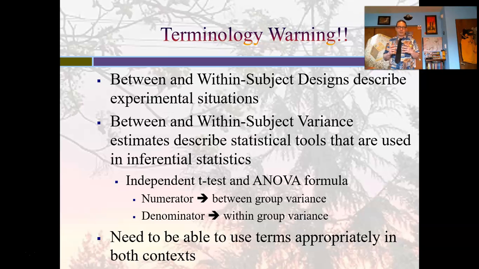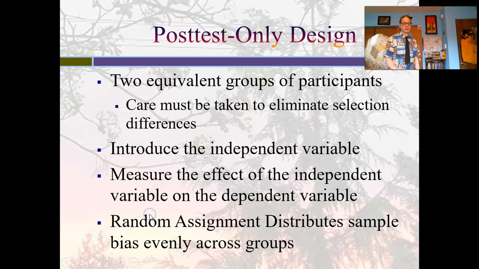So within and between makes sense, but when we're talking about between subjects designs or between subjects experiments, it's not at all the same thing as when we're talking about between subjects variance. Between subject experiment, between subject design is about what the people are doing. Between subjects variability is where it is in a statistical formula. Not my fault, but we have to learn those terms. You have to be able to use both terms interchangeably correctly.